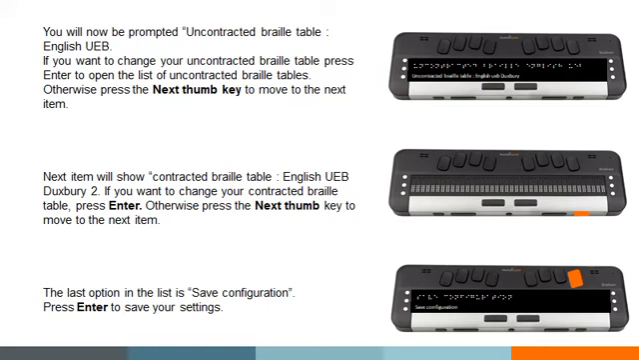I'm going to press my next thumb key again though and find my contracted Braille table option. And again, this is set to UEB Duxbury grade 2. If I want to change this, I can press enter, and I will be placed in a list of contracted Braille tables, locating the one I want, pressing enter on it, and then that will be set. Now, the last option in this list, if I press my next thumb key, is the save configuration. So I'm going to press enter on save configuration. My unit will save the configuration.